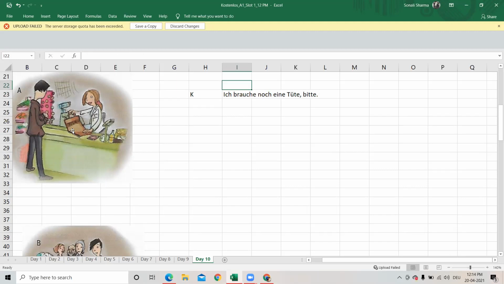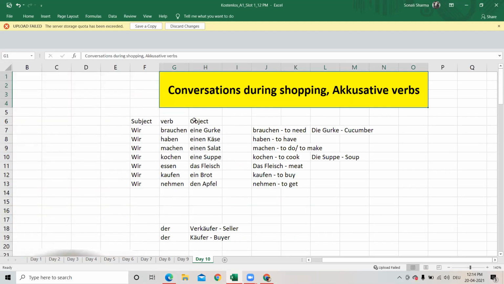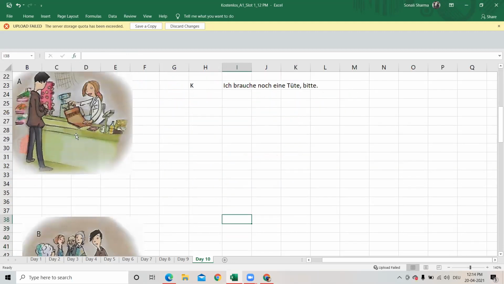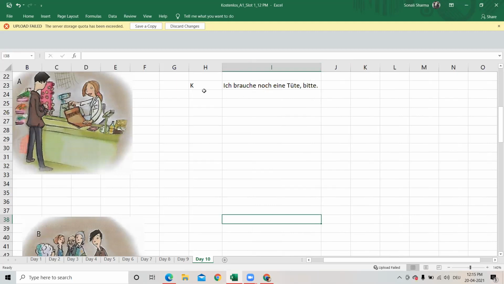What is the meaning of brauchen? I have told you. Brauchen is to need. So he is the buyer. He is saying that I need another bag. So noch eine Tüte is like I need one more. I need one more bag, please. So bitte is please. So I will not be writing the whole conversation in English now, so that you guys can note it down side by side. So ich brauche noch eine Tüte bitte. That means I need another bag, please. Noch eine. One more.